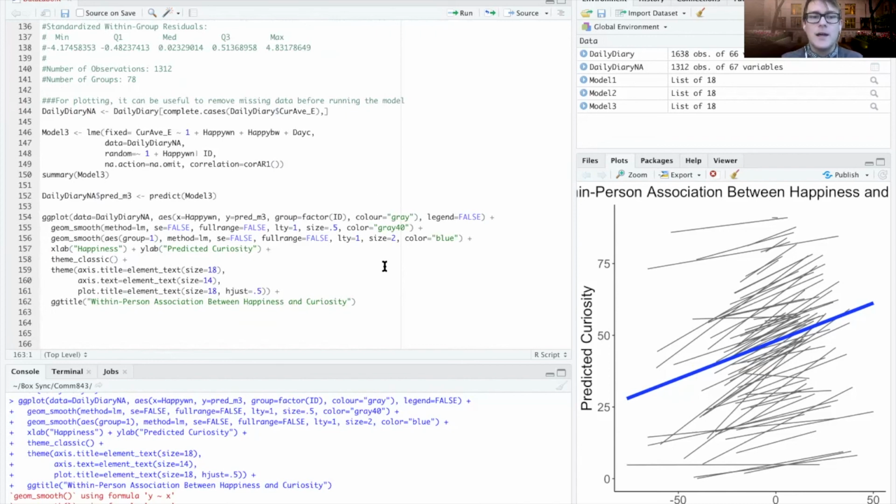All right. For homework, I would run a multi-level model using 2 variables that you care about that are not curiosity and happiness, just so you can get some practice with it.